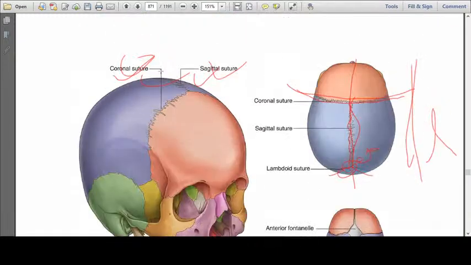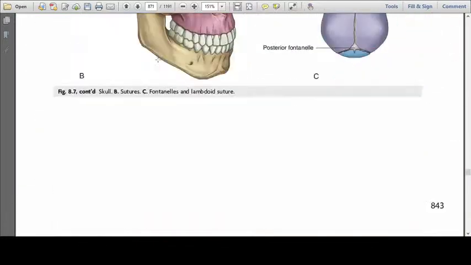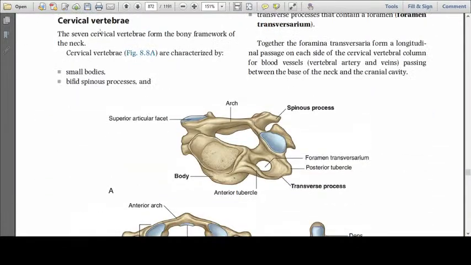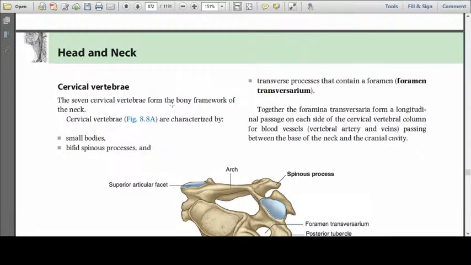Okay, we have the cervical vertebra. The 7th cervical vertebra forms the bony framework of the neck. Cervical vertebrae are characterized by small bodies, bifid spinous processes, and transverse processes that contain the foramen transversarium.